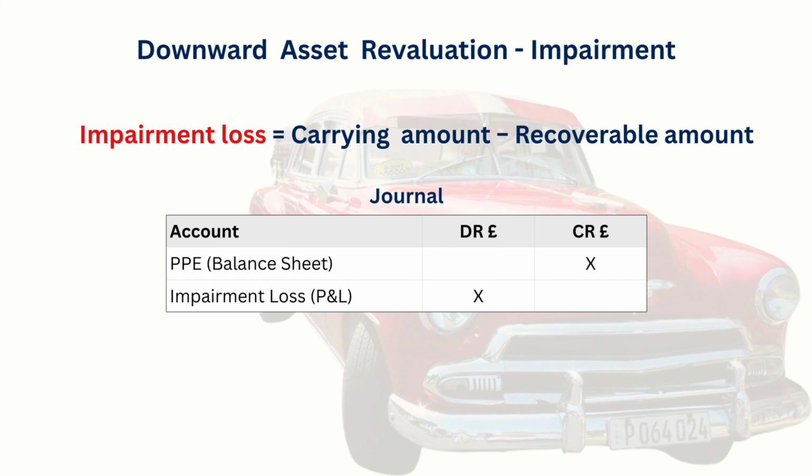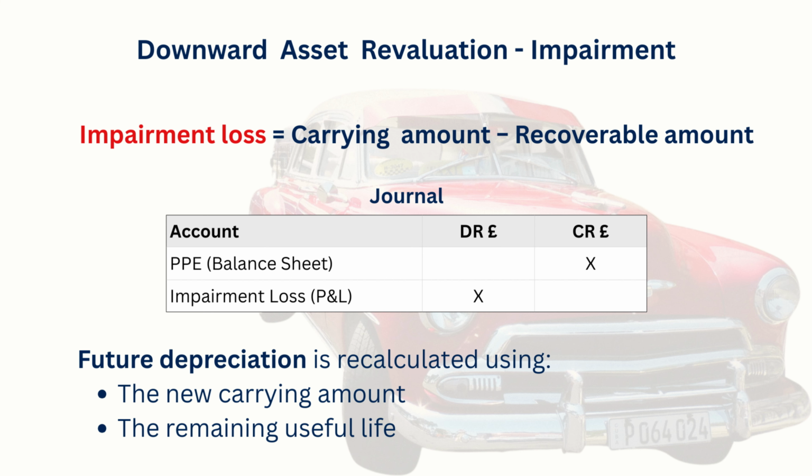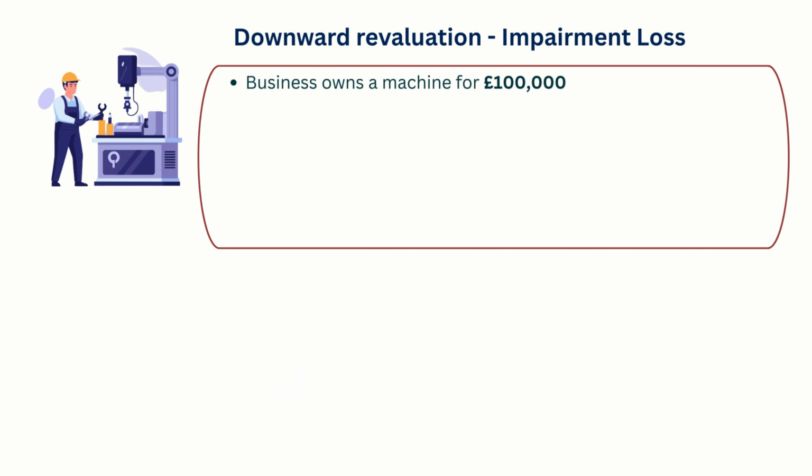This journal entry recognises the impairment by recording a loss in profit or loss and reducing the carrying value of the asset in the balance sheet. Future depreciation is recalculated using the new carrying amount and the remaining useful life. Let's now look at downward revaluation or impairment loss in practice.